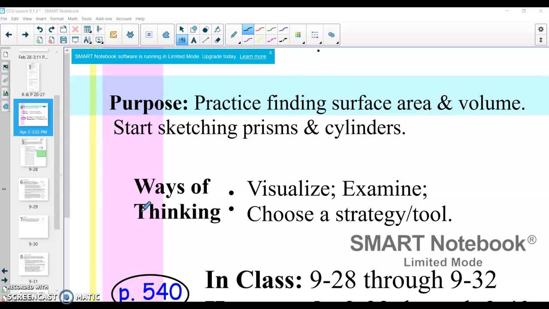We're going to evaluate some different ones here today with some triangular based prisms, some different polygon based prisms, and some cylinders.